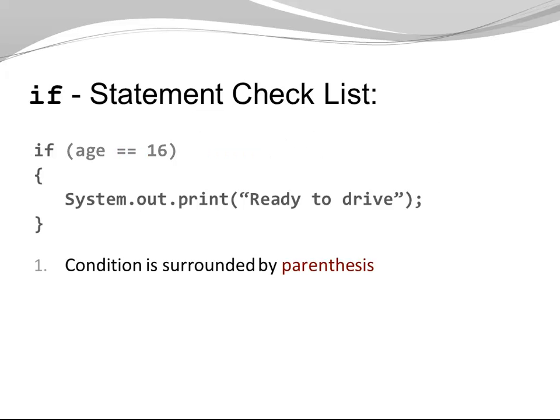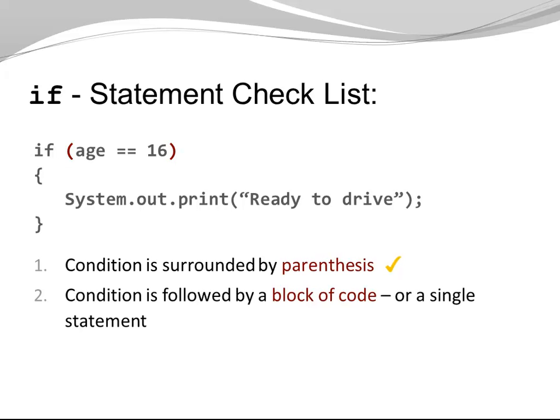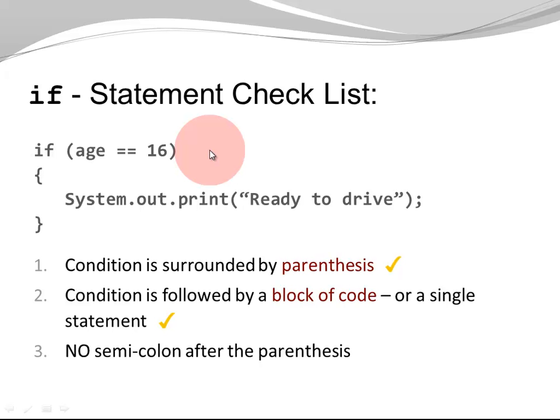Number 1, make sure the condition is surrounded by parentheses. We have done this. Check. Number 2, make sure the condition is followed by a block of code or a single statement. We have a block of code. Check. Number 3, make sure there is no semicolon after the parentheses. This is important because my if statement is not completed yet. We still want to make sure there is the option to execute some statements. No semicolon here. Check.